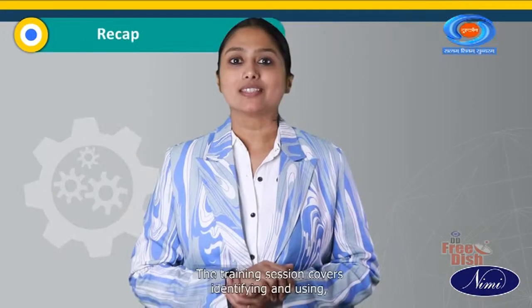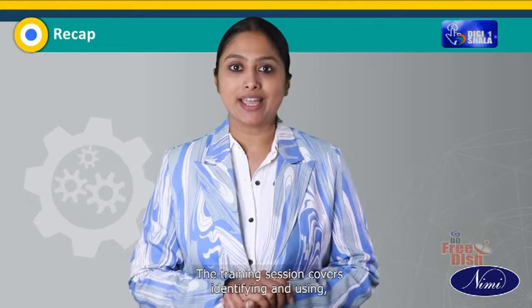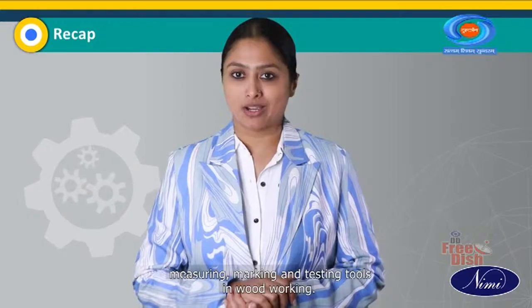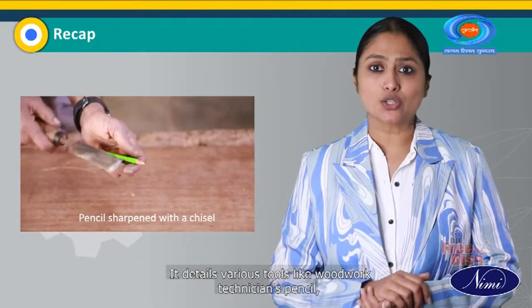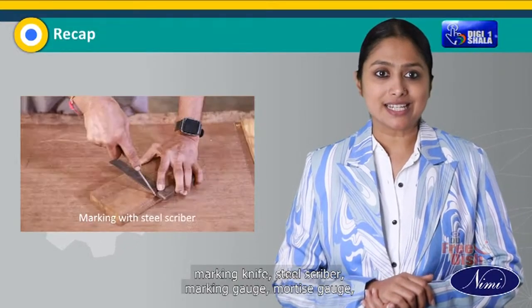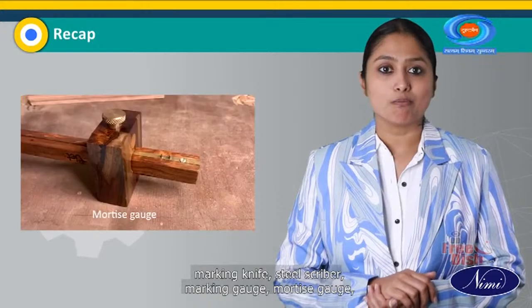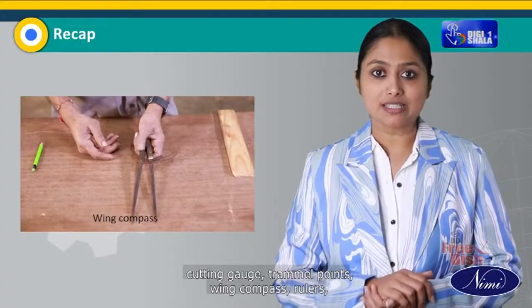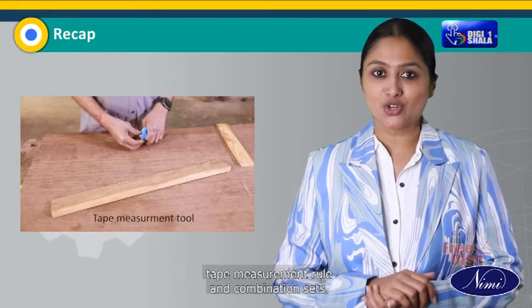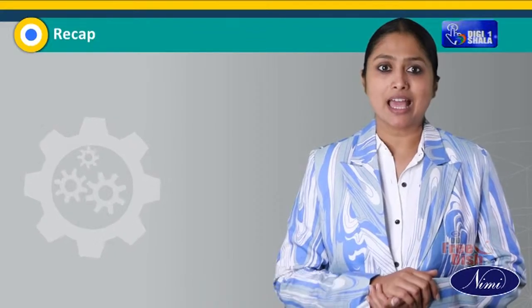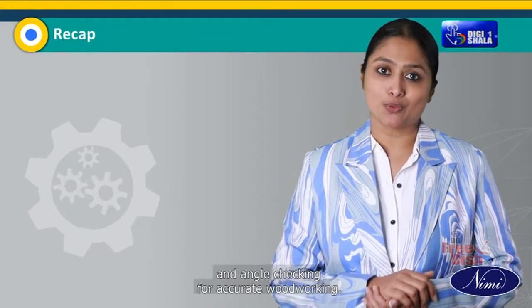Recap. The training session covers identifying and using measuring, marking and testing tools in woodworking. It details various tools like woodwork technician's pencil, marking knife, steel scriber, marking gauge, mortise gauge, cutting gauge, trammel points, wing compass, rulers, tape measurement rule and combination sets. These tools serve specific purposes in layout, measurement and angle checking for accurate woodworking.